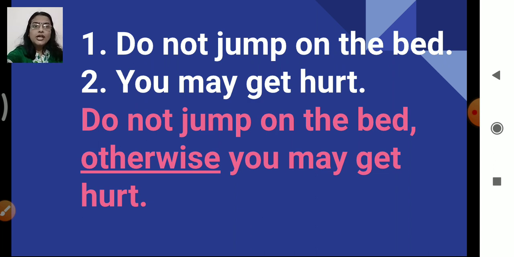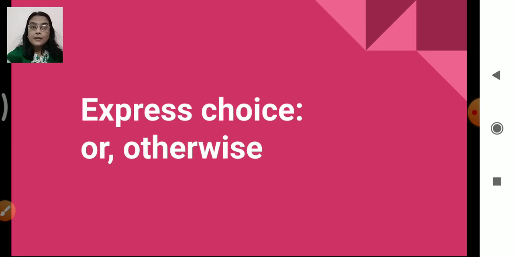Now here, do not jump on the bed. You may get hurt. Do not jump on the bed. You may get hurt. Now here, what is happening? They are expressing the choice. Do not jump on the bed. Otherwise, you may get hurt. Okay, so these conjunctions are used. What conjunction have we used here? Otherwise. Do not jump on the bed. Otherwise, you may get hurt. It expresses choice, otherwise or else. These conjunctions express the choice.